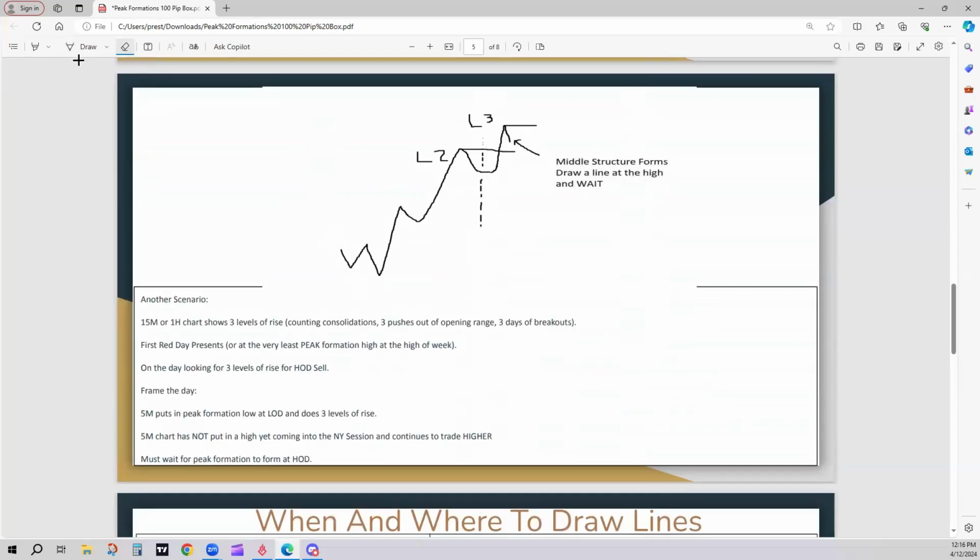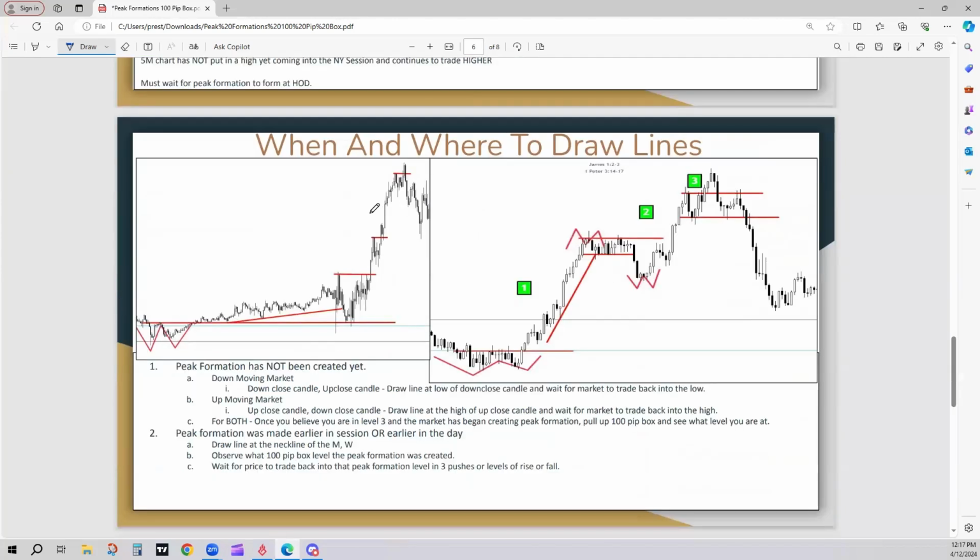Okay, so this is what I was just saying about the new or different scenario. So I've identified 15-minute chart, 1-hour chart. Again, 3 levels of rise or fall. Level 2, I draw my line. First red day presents, or at least I have a peak formation at the high of the week. On the day, so now I'm looking on this day right here. I'm in level 3. They've traded back up through the high and put in a middle structure. I draw that line at the high. And I wait for them to trade back up in there to catch the second leg of the M. That's how you frame your day, right? I would be looking for peak formation low, levels of rise, and then the development of peak formation high. I kind of got ahead of myself.